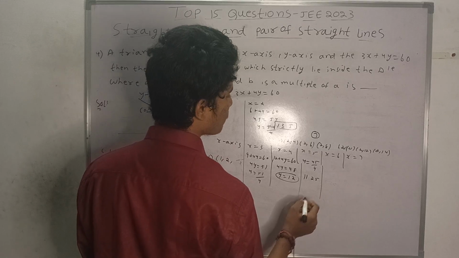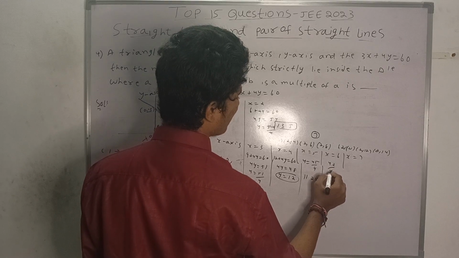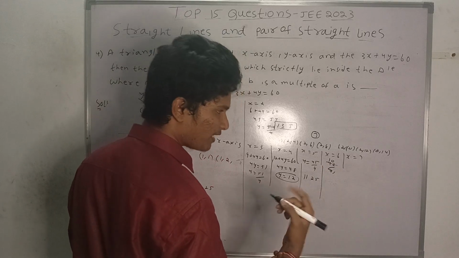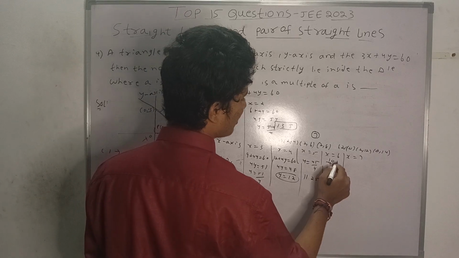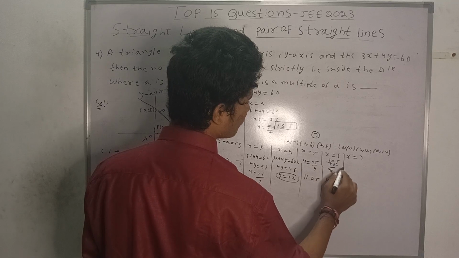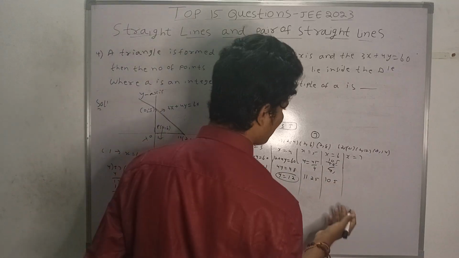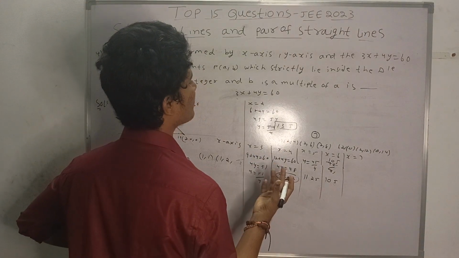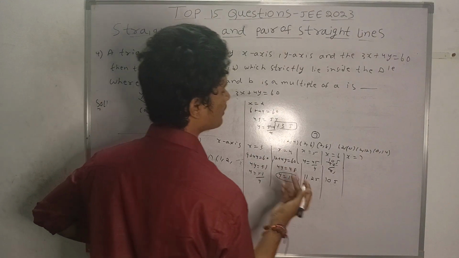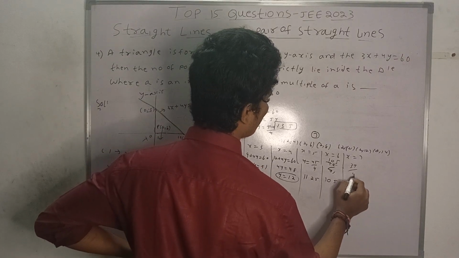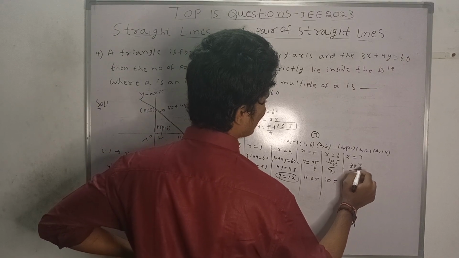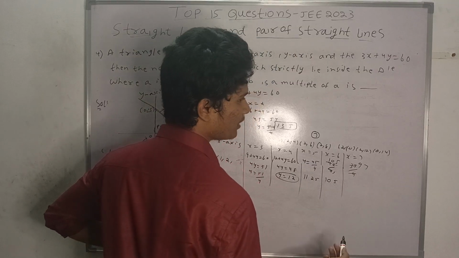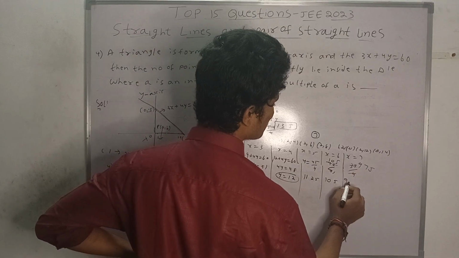And when x equals 6, 6 times 3 is 18, 60 minus 18, it is 42, 42 divided by 4, it will become 10.5. And when x equals 7, 7 times 3 is 21, 60 minus 21 is 39, 39 divided by 4, it will become 9.75.